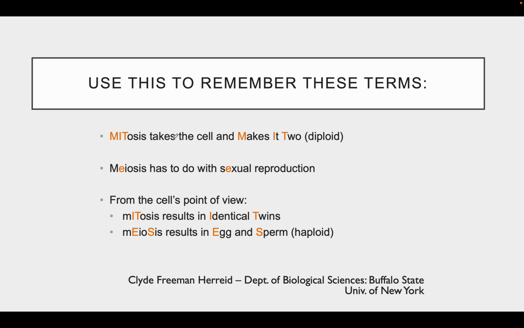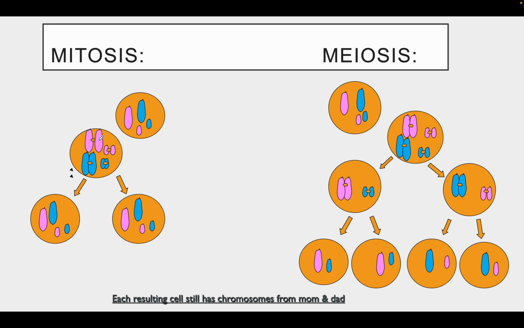So mitosis makes it 2. Meiosis has a role in sexual reproduction. Mitosis means identical twins, and meiosis means egg and sperm, which leads to formation of haploid gametes. With male and female gametes, each progeny will carry these copies.